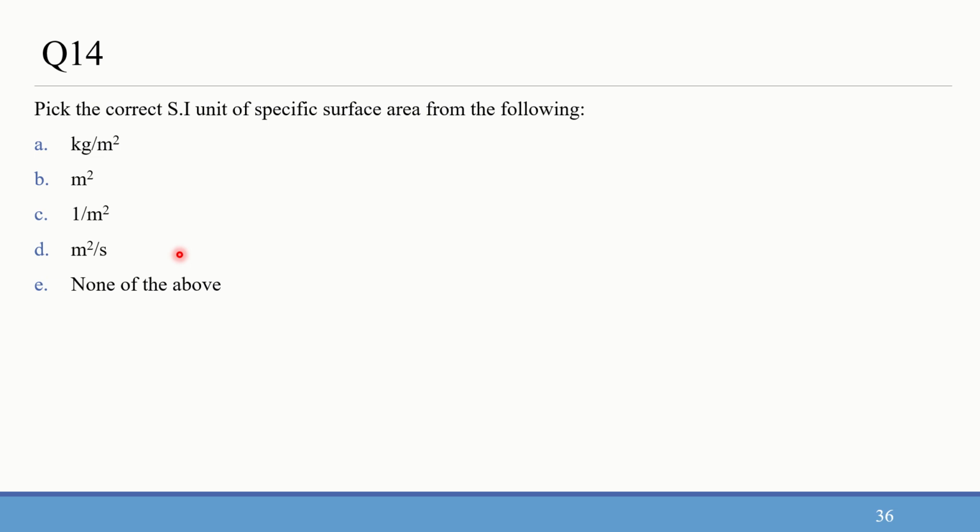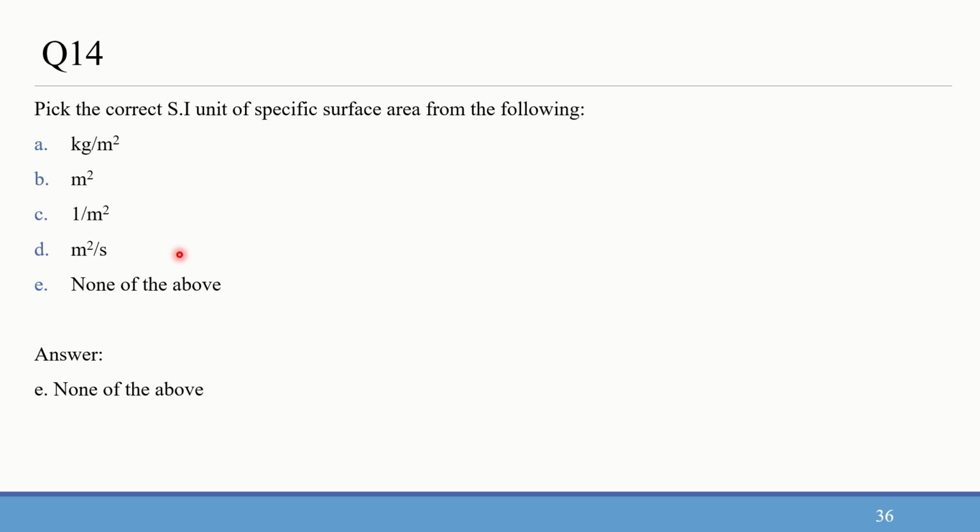So we know that the specific surface area unit is meter square per kg, but it is not available in any of the options given here. So basically the answer is none of the above, because the SI unit of specific surface area is meter square per kg. It is not available in the options given above. So answer is option E, none of the above.